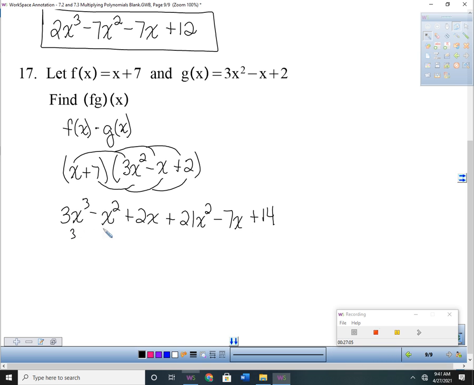Then I'm going to establish what my degrees are. 3, 2, 1, 2, 1, 0. Combine like terms, put them in order. So I start with the 3x to the third, negative x squared, and a positive 21x squared make positive 20x squared. 2x and negative 7x make negative 5x. And then we have our 14.